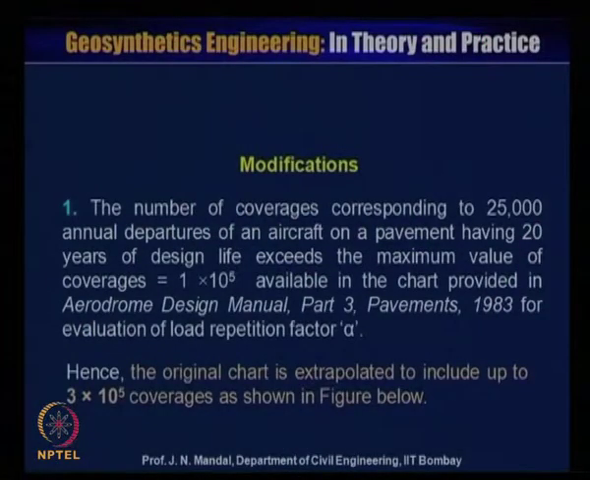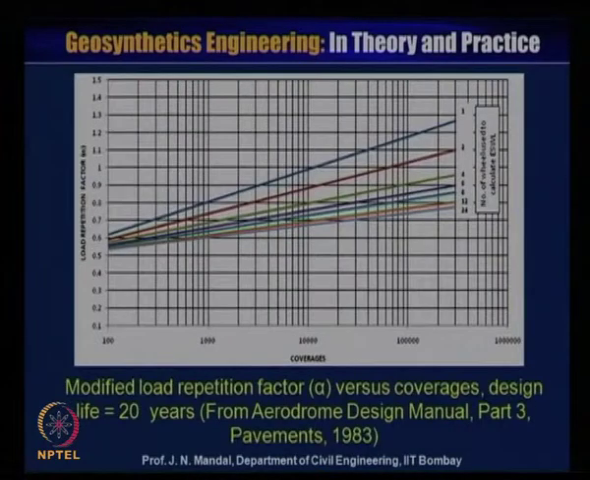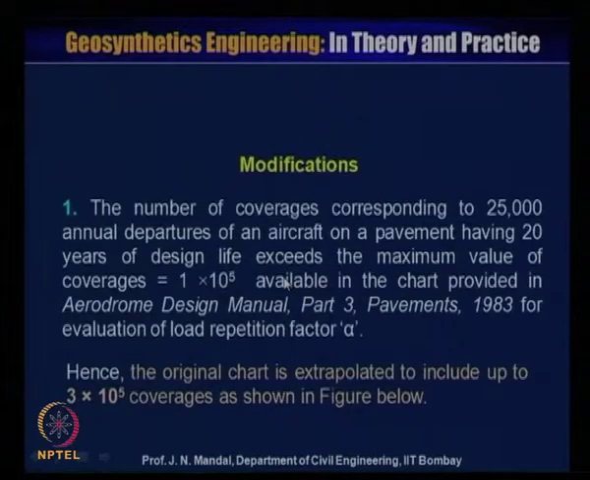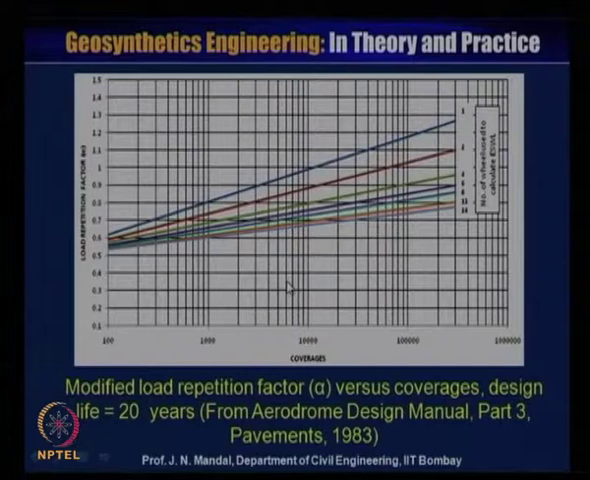So initially, whatever it was there, that is 1 into 10 to the power 5, and this chart has been extrapolated to include up to 3 into 10 to the power 5, because for heavy Boeing etc., there would be heavy load. So, this is the modified load repetition factor, that is alpha, versus the coverage, for design life of 20 years from the Aerodrome Design Manual Part 3 Pavement. So, this design chart has been modified and we will use it for our design.